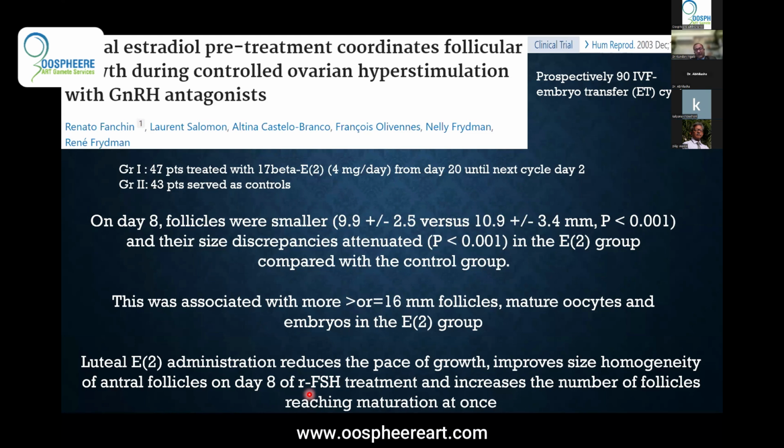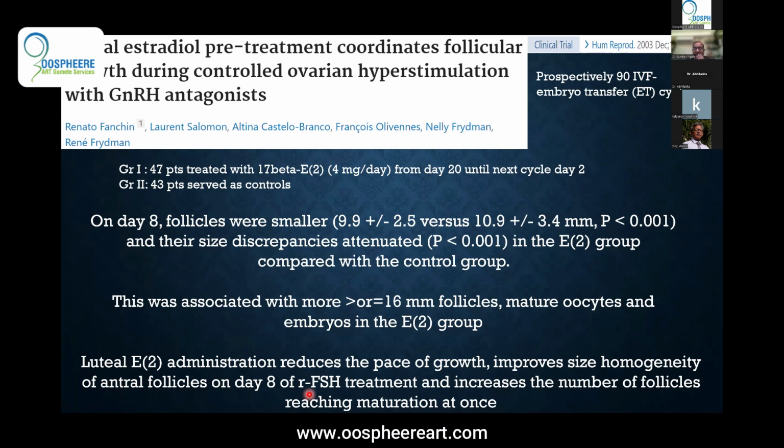So typically, patients who behave with asynchronous follicular growth should be given estrogen. Even with estrogen administration, that situation was associated with more follicles of 16 millimeter or more, more mature oocytes, and better embryos. So luteal estrogen administration reduces the pace of growth, improves the size homogeneity of antral follicles on day 8 of recombinant FSH treatment, and increases the number of follicles reaching maturation at once.